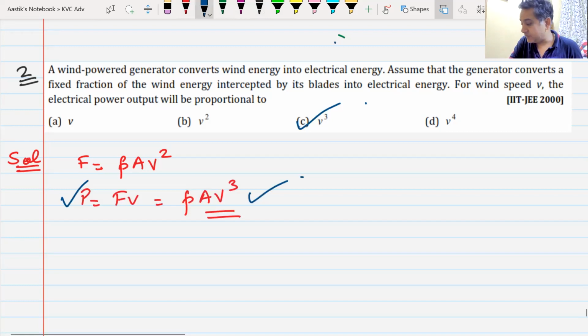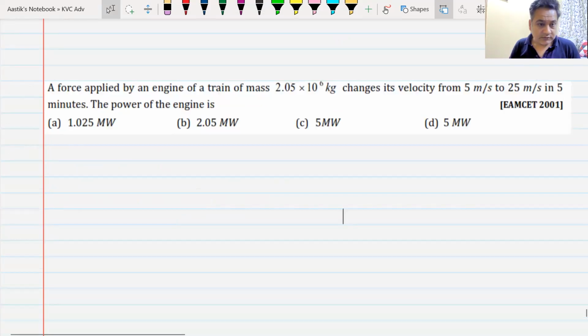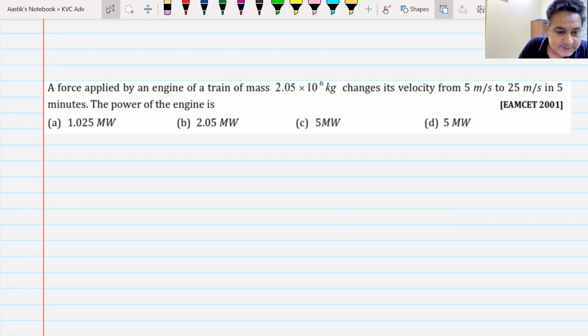Here is a question from one of the previous year JEEs. A force applied by an engine of a train of mass something changes its velocity from 5 to 25 meter per second in 5 minutes. What is the power of the engine? I give you 2 minutes to do this.